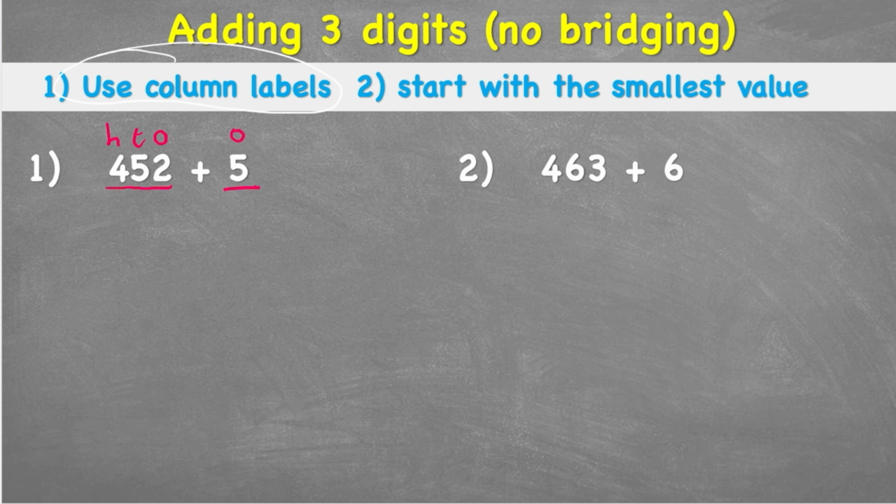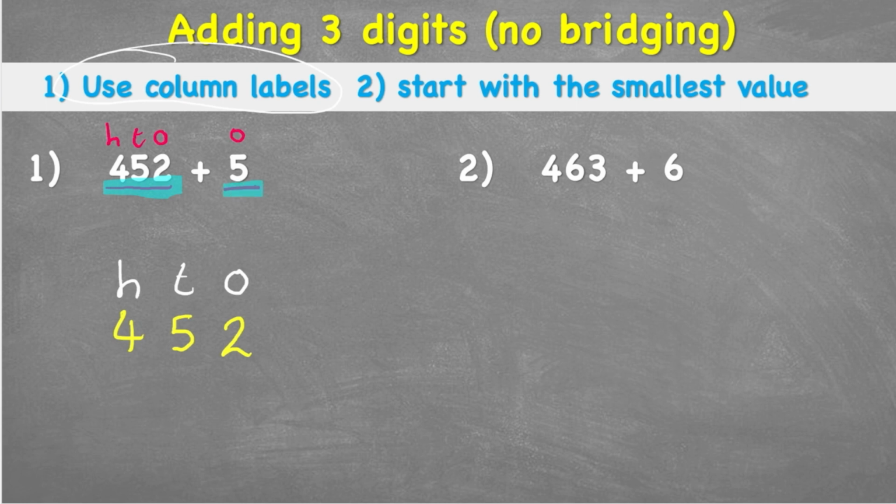Now when I'm setting up my place value chart, I can put hundreds, tens and ones because we have nothing bigger than 100 and nothing less than ones. And now I'm going to start with the 452. And I can see that I have a 2 in the ones column, so I need to put my 2 in the ones column. I have a 5 in the tens column, so I put the 5 in the tens column. And a 4 in the hundreds column, so I put the 4 in the hundreds column.